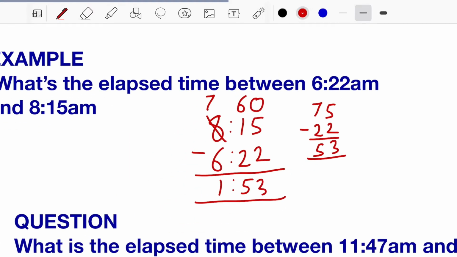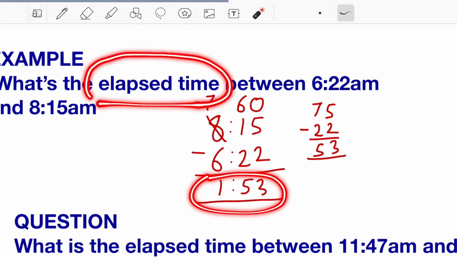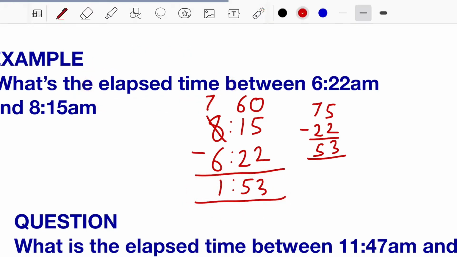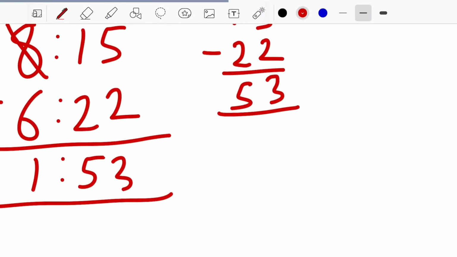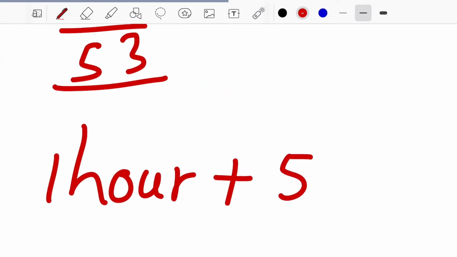Or p.m. That's 1 hour and 53 minutes, because we are talking about elapsed time, or how long something took, or the duration of time. So we need to write 1:53 as 1 hour and 53 minutes.